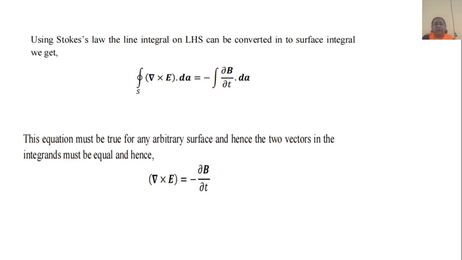Using Stokes' theorem, the line integral on the LHS can be converted into a surface integral. So we can write integral over surface S of del cross E dot dA equal to minus integral of delta B by delta T dot dA. This equation must be true for any arbitrary surface, and hence the two vectors in the integrals must be equal, and hence del cross E equal to minus delta B by delta T.